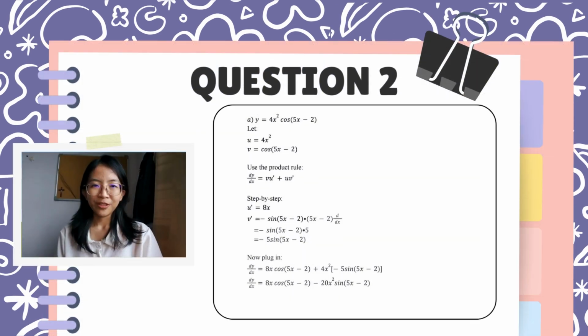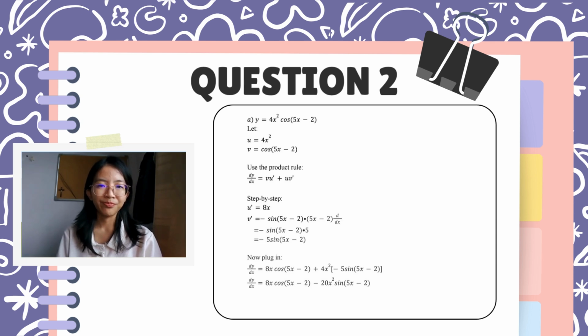Question 2. Find dy/dx for the following functions. For question A, y equals 4x^2 cos(5x - 2). To differentiate the function, we recognize that it is a product of two functions, u equals 4x^2 and v equals cos(5x - 2). Since this is a product, we apply the product rule, which states that the derivative of uv is v u' plus u v'. First, we find the derivative of u, which is u' equals 8x.